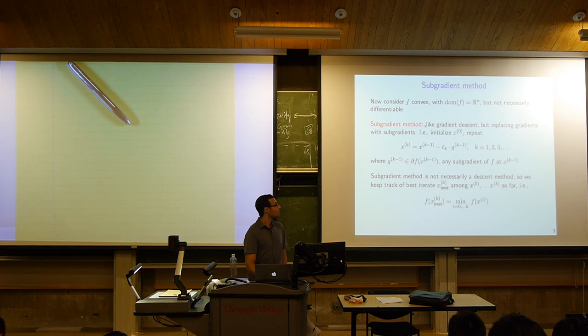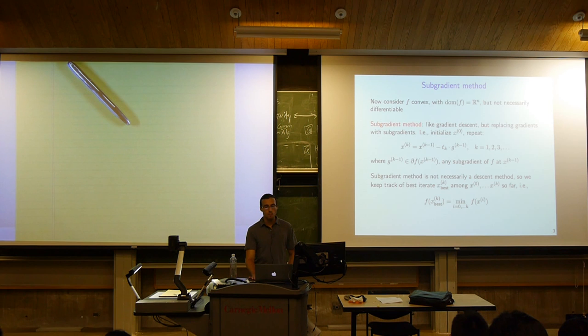Let's just quickly recap the subgradient method and then go to a few applications of the subgradient method, or maybe one important application in particular, which is the alternating projections method. Talk about stochastic subgradient method, and then move on to proximal gradient.